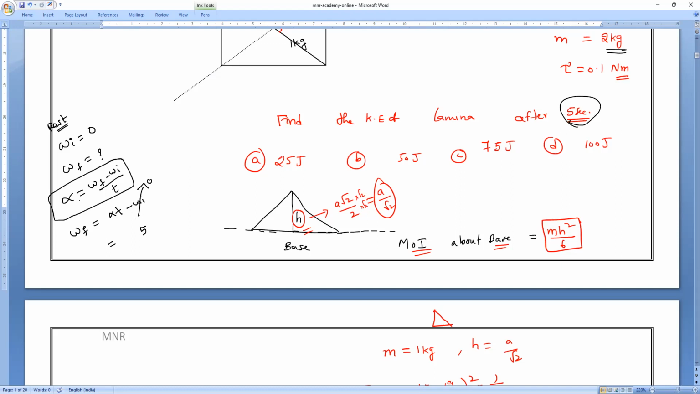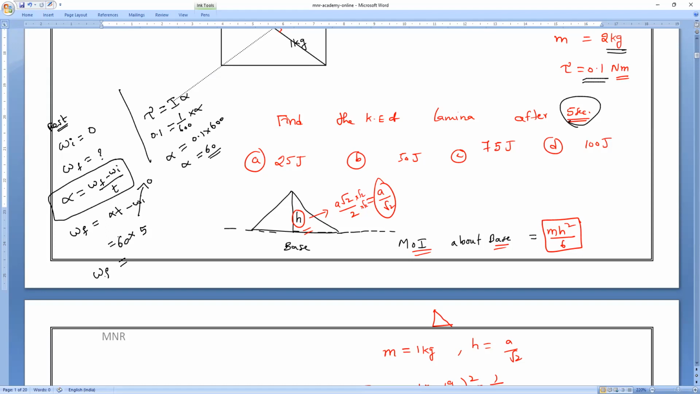But what about the alpha? Alpha means angular acceleration. So how to find angular acceleration? We all know tau is equal to, what is the formula? I alpha. So the tau value they have given, what is the tau value? 0.1. And the I value we have calculated, 1 by 600, into alpha. So alpha is equal to 0.1 into 600. So what is alpha? Please respond. Alpha is equal to how much? 60. Clear?